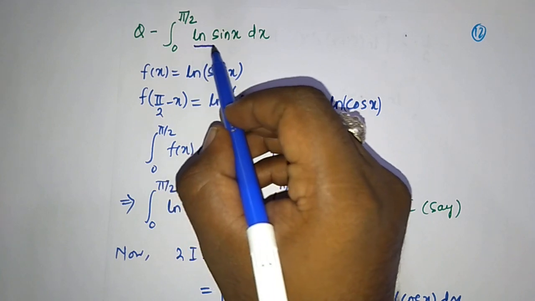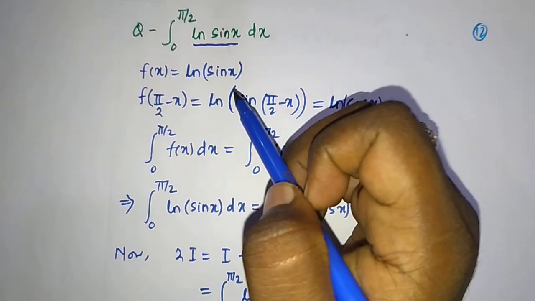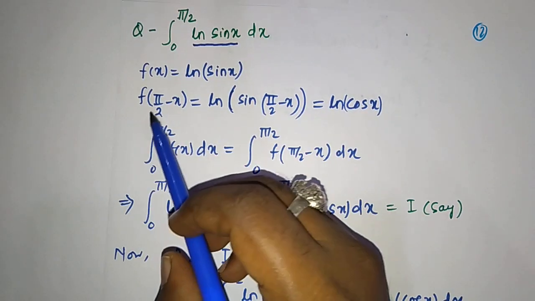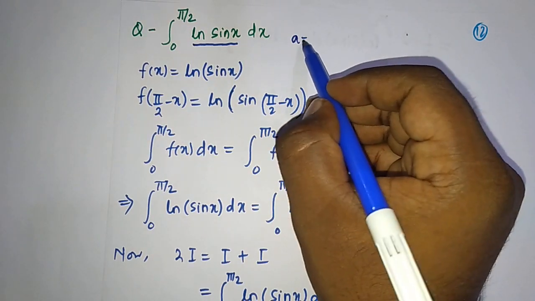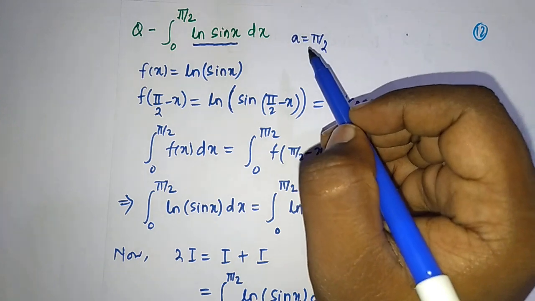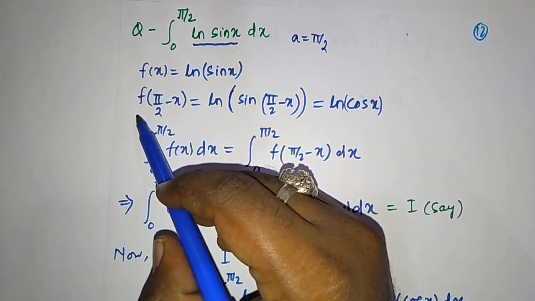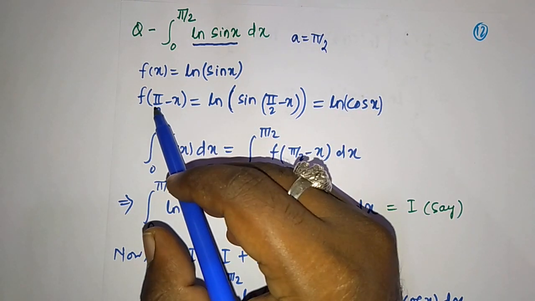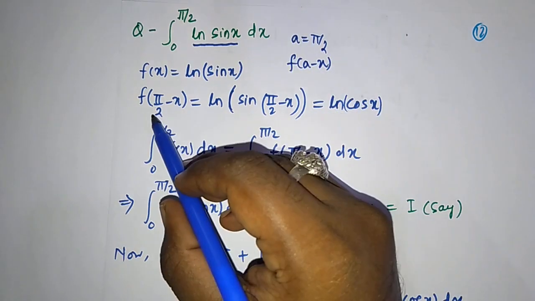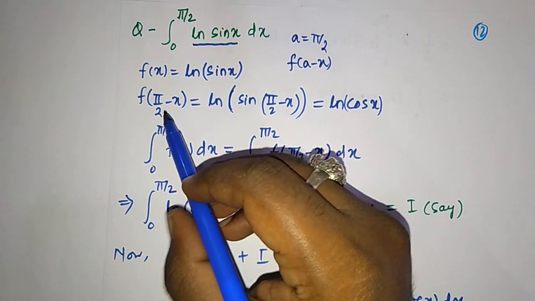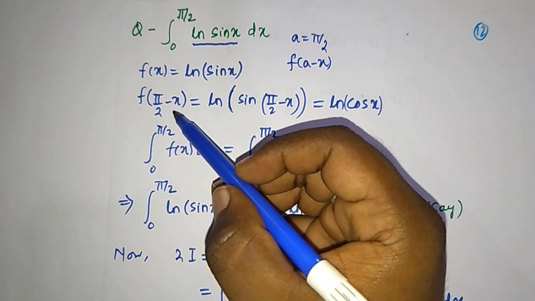So here f of x is ln sin x. First, see, the upper limit is pi by 2, so here a is pi by 2. First we will find f of pi by 2 minus x, that is f of a minus x. You know how to find f of pi by 2 minus x.